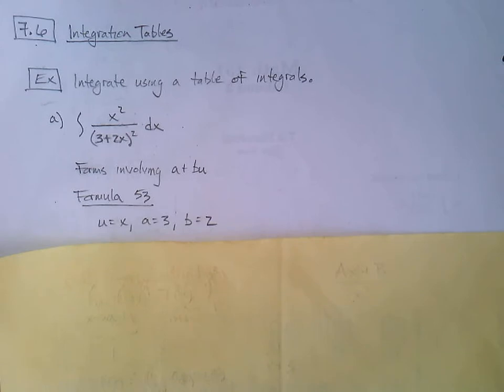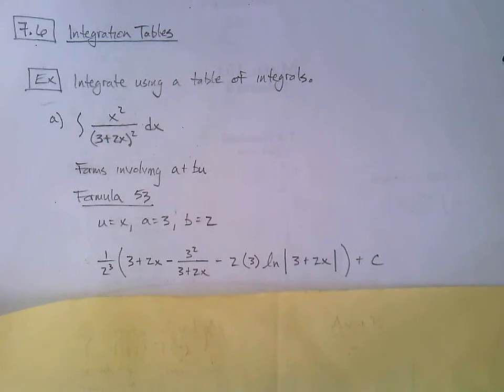So really it's just a matter of filling in our answer because we can see what that equals and we know our values. So sounds pretty good to me. So following number 53 and being careful we're copying what we should, we'll have 1 over 2 to the third, big parentheses 3 plus 2x minus 3 squared over 3 plus 2x minus 2 times 3 times the natural log of the absolute value 3 plus 2x, parentheses plus c. Again, just filling in the u as x, the a as 3, and the b as 2.